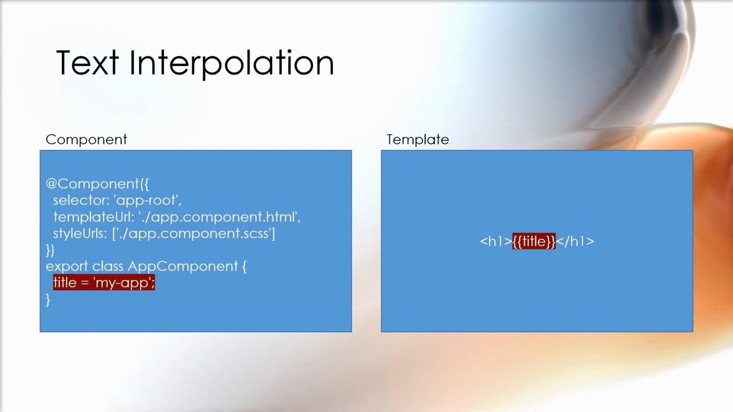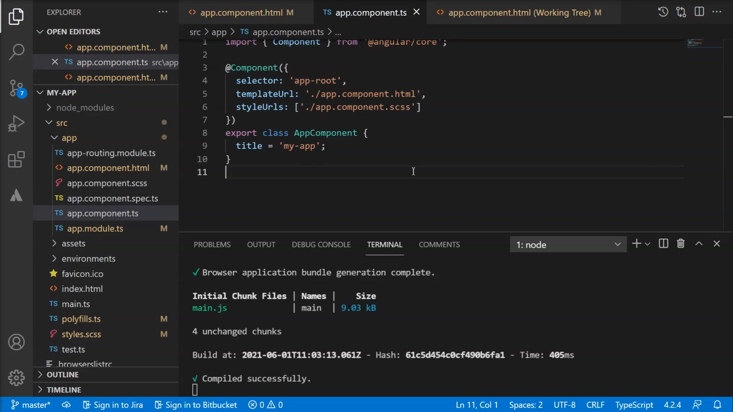And since in this kind of data binding, the data goes from the component to the template and not in the reverse direction, this is an example of one-way binding. Let's see how text interpolation can help us solve different problems.